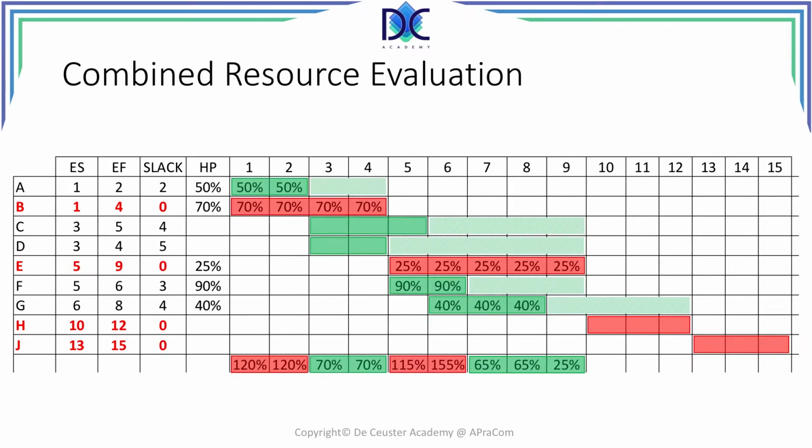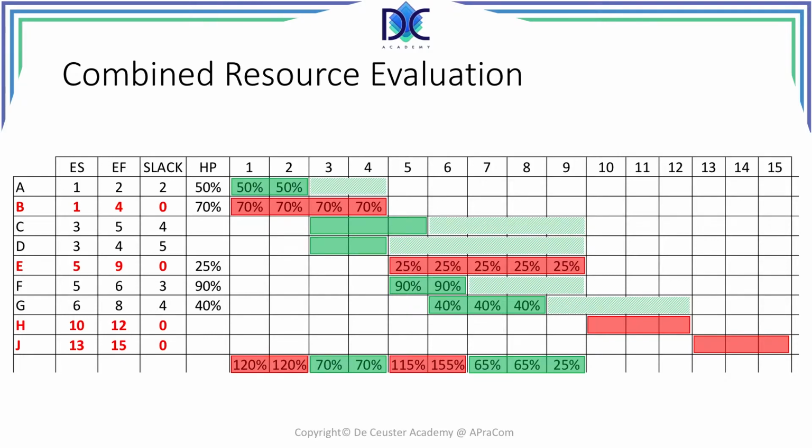This is the Gantt that we found at the end of the previous session. We clearly see the overallocation in periods 1 and 2 and periods 5 and 6. When we look at activity A, we see that there are 2 periods of slack available, and we can evaluate what possible solutions we can apply.